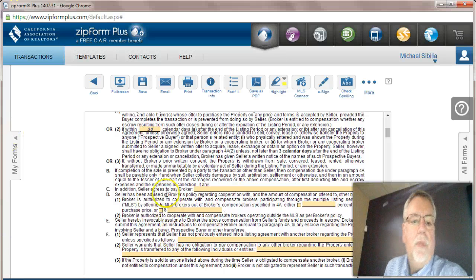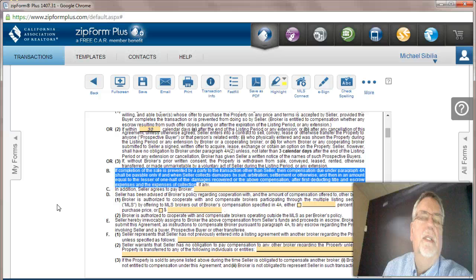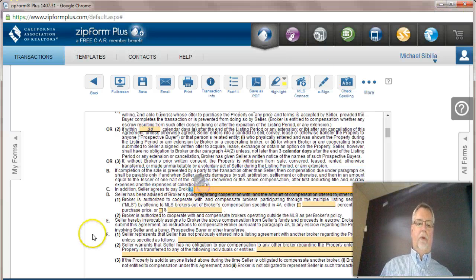All right. Then paragraph B, which virtually nobody ever collects on either. Maybe I shouldn't be saying that all the time. But what paragraph B basically says is that if the buyer were to default and lose their deposit as liquidated damages, the broker gets half. That's what it says. And then paragraph C says, in addition, seller agrees to pay broker. You shouldn't be writing anything in there.